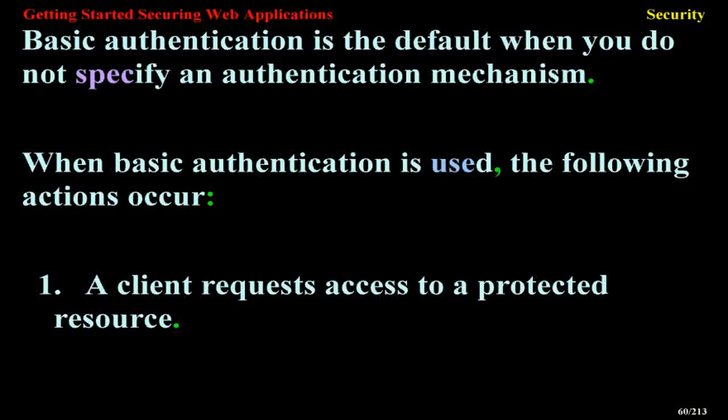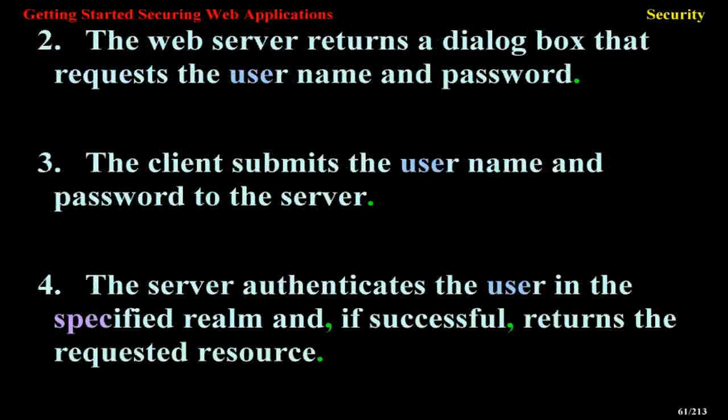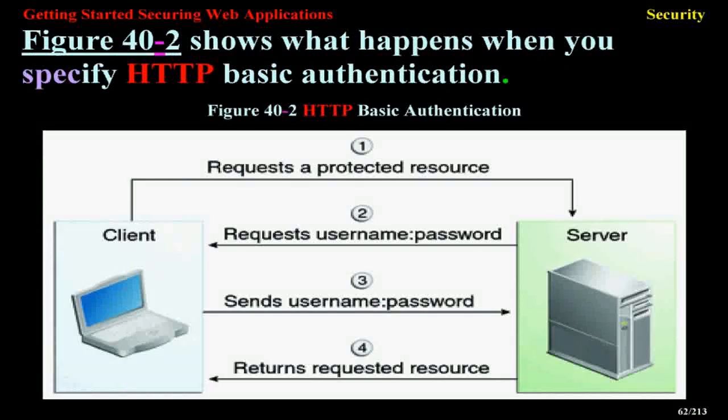When basic authentication is used, the following actions occur. A client requests access to a protected resource. The web server returns a dialog box that requests the username and password. The client submits the username and password to the server. The server authenticates the user in the specified realm and, if successful, returns the requested resource. Figure 40-2 shows what happens when you specify HTTP Basic Authentication. Figure 40-2, HTTP Basic Authentication.